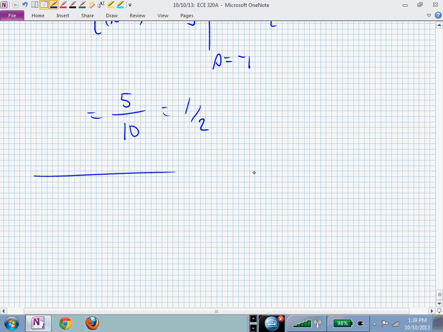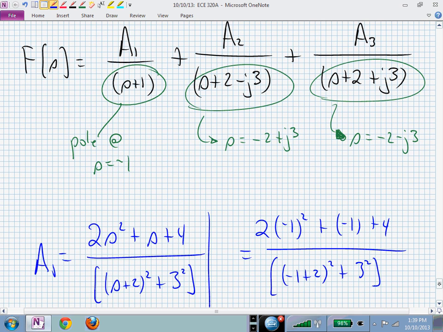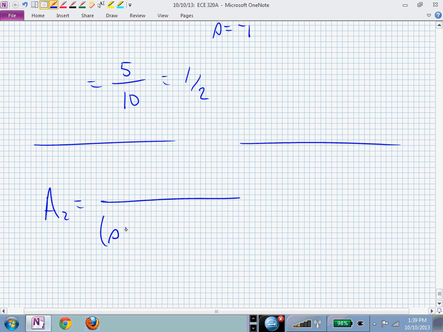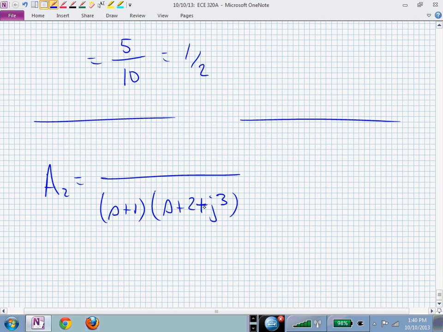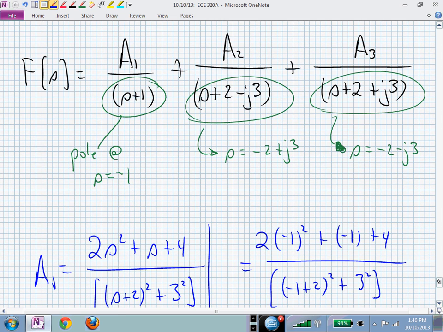What about a sub 2? I multiply capital F of s by this s plus 2 minus j3 factor. And that leaves me then in the denominator with s plus 1 and s plus 2 plus j3, right? Because I canceled the s plus 2 minus j3 factor. I'm multiplying both sides by that factor.